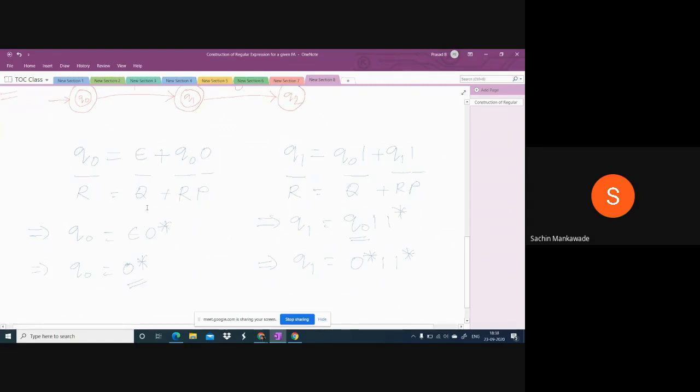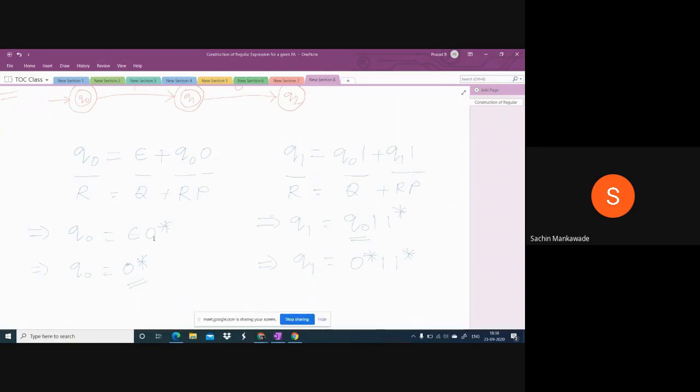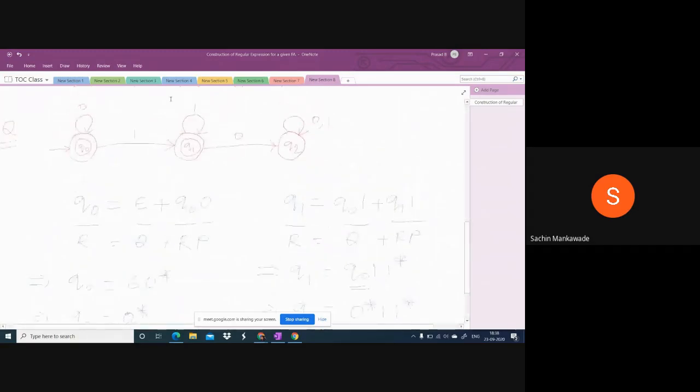Q naught equals epsilon 0 star. Epsilon followed by anything is the same. So Q naught equals 0 star. Now just leave this one and come to Q1.